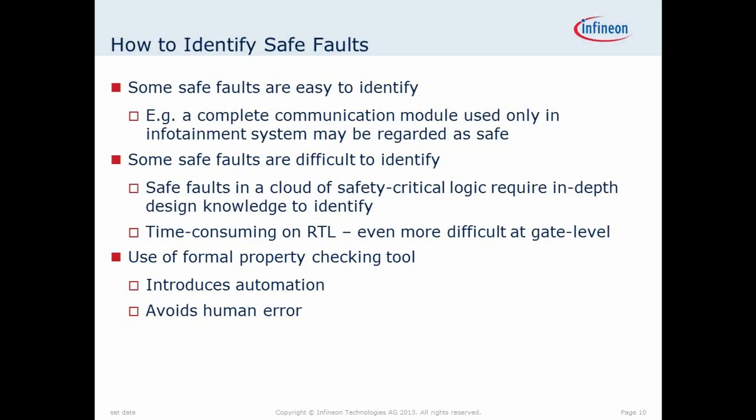So one possible solution is to use a formal property checking tool. This introduces automation, and it has the added benefit of avoiding human error. So you don't get faults which are incorrectly identified as safe.